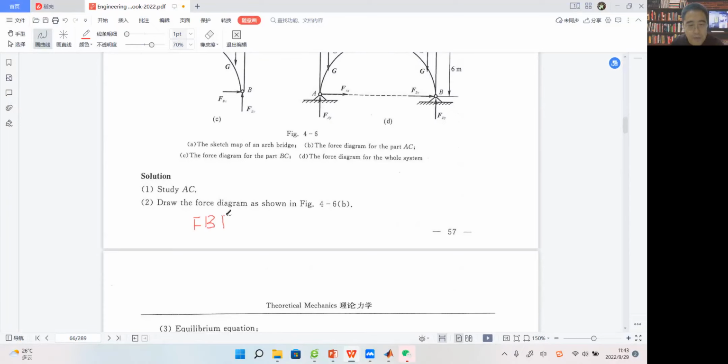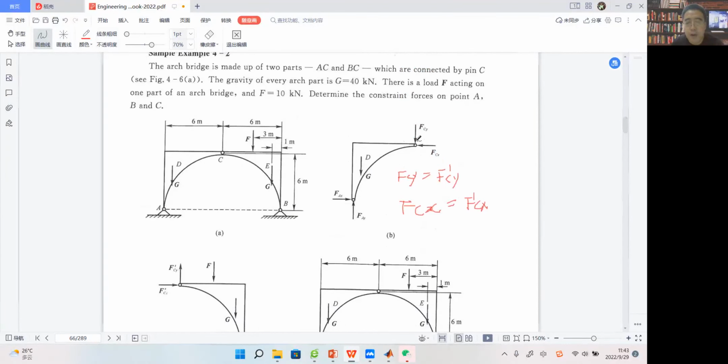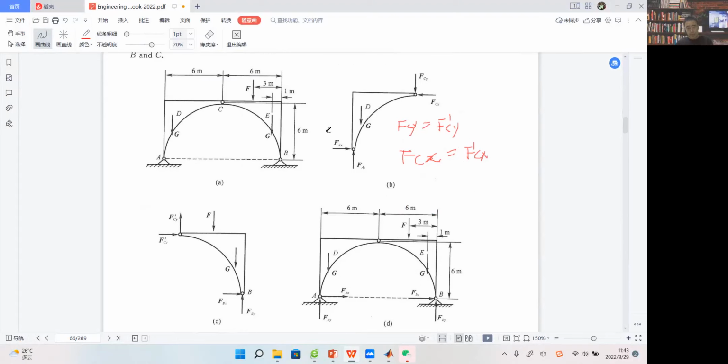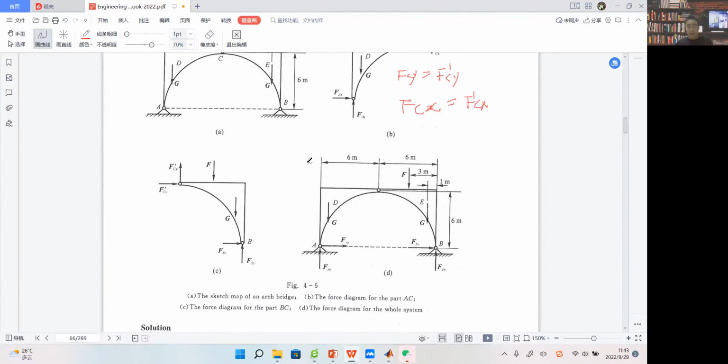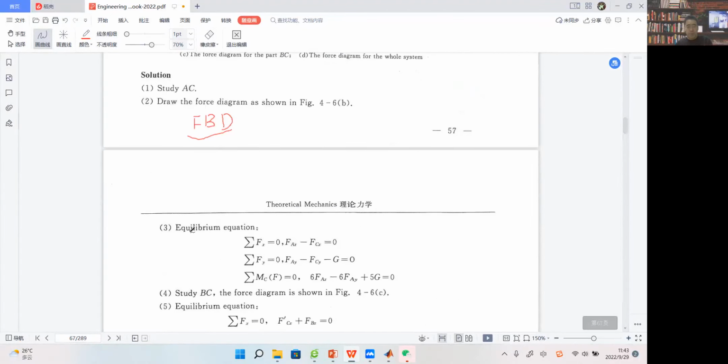So actually this force diagram called FBD means free body diagram, right? So this is the force analysis of part AC. Before you give the equations accordingly, you should give this force analysis first. I hope you guys can totally understand this because it's not difficult to understand, right? So then we can give the equilibrium equations.